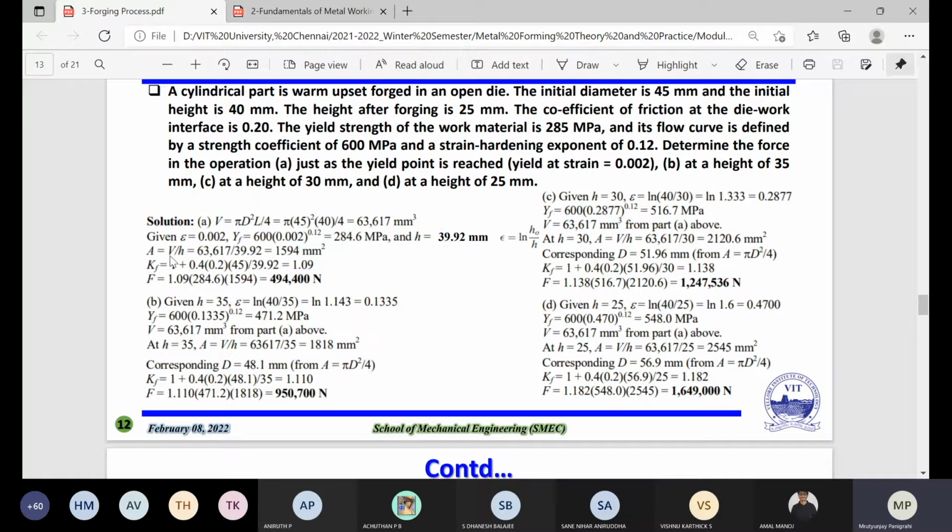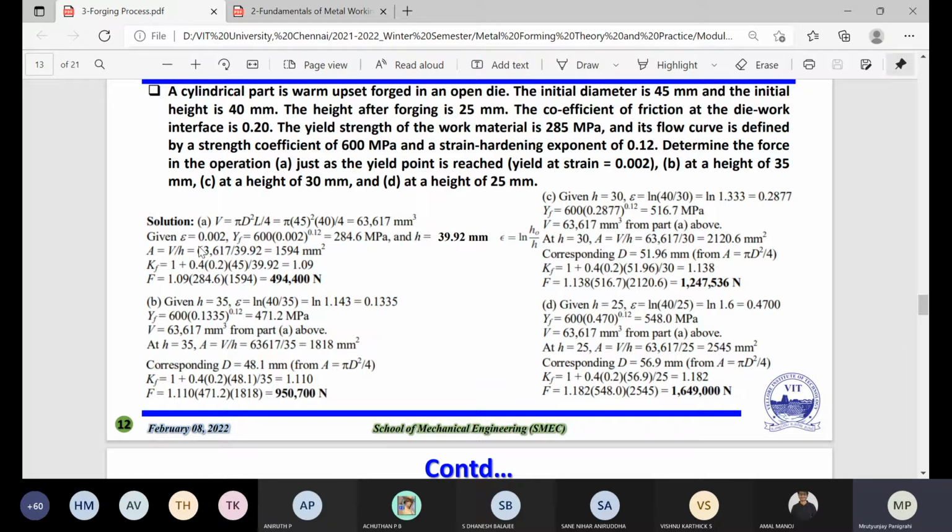Okay, so then if you want to find out A, before that you have to find out V, volume. Volume is pi d square H by 4. So D is given, H is given, so you can find out the initial volume. Do not take this H value, 39.92, because the volume is same. So you can take the initial H. You will find V equal to 63,617 mm3.